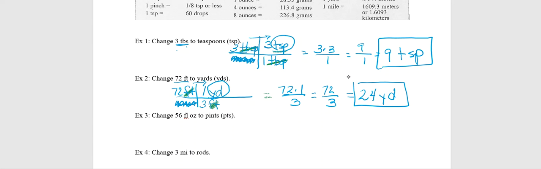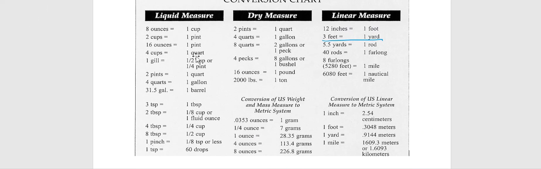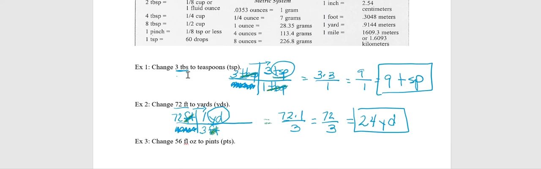Now we have ounces and pints. So we're going to go up and look for ounces and pints. So ounces and pints. Ounces and pounds, ounces and pints. There we go. 16 ounces is 1 pint.